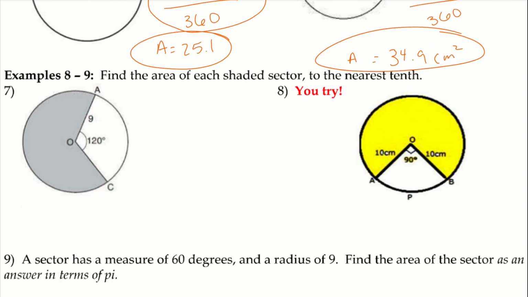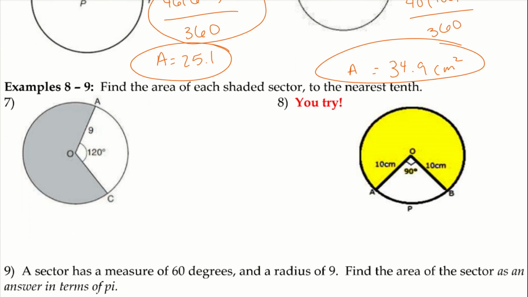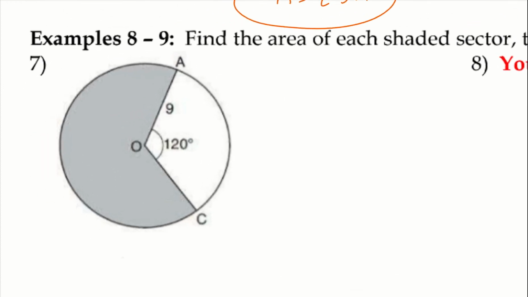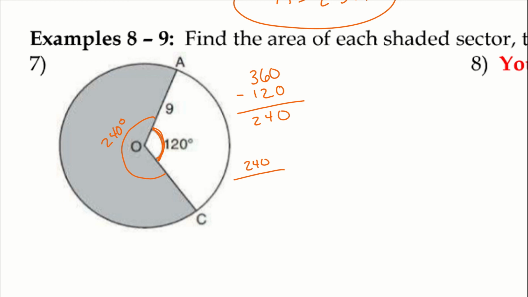Alright, let's check out 7, 8, and 9. So we want to find the area of the shaded sector to the nearest tenth. So let's go ahead and start with number 7. So this time we still want the shaded region, but as you can see, the arc length that we know is not the shaded region. We have to remember that the entire circle is 360 degrees. So if I take 360 and subtract 120, I'm going to end up with 240. So what this tells me is that this whole arc here is 240 degrees, and then I can plug that into my equation. So I have 240 all over 360 times pi and then 9 squared.